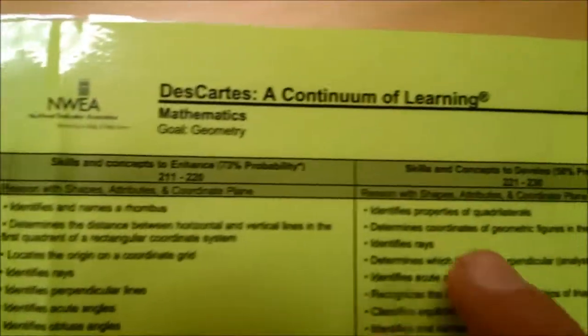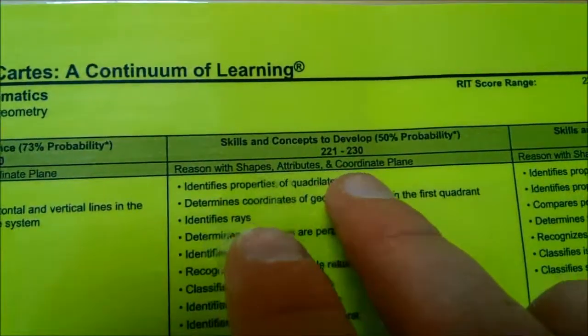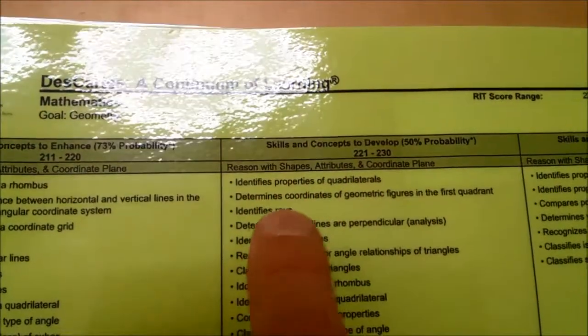So what we can do is I'm going to cut one of these guys out. So now I've cut them all out, and I can go ahead and get a little piece of tape here. And so we have a couple students here are in the 221 to 230 range. So that's right here, 221 to 230. So these guys, I'm going to tape right here. Okay, and you might want to tape them a little bit nicer than that. But now I can see that here are some of the skills that I can work on with these guys. Identifies properties of quadrilaterals, rays, angles, and so on.